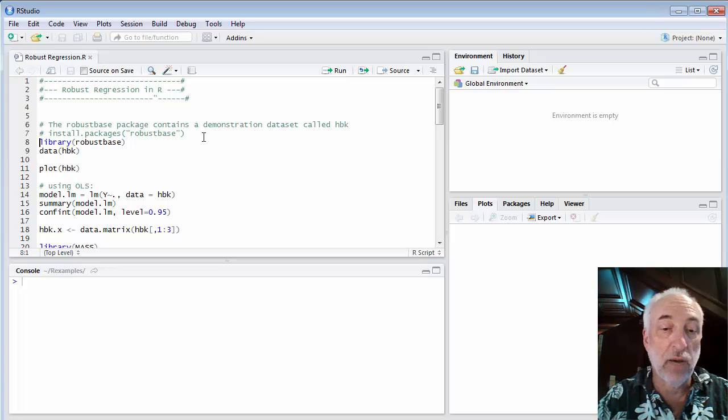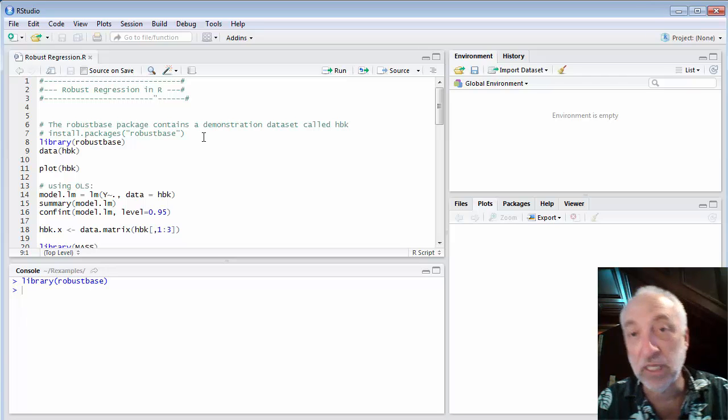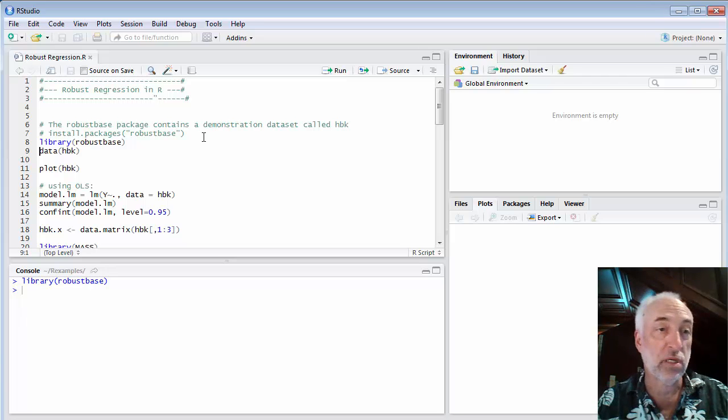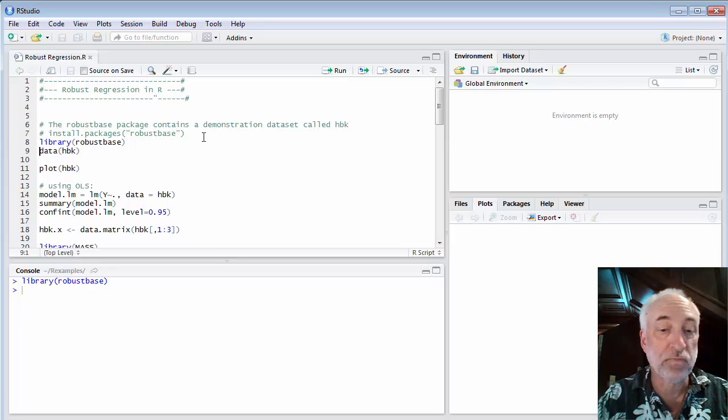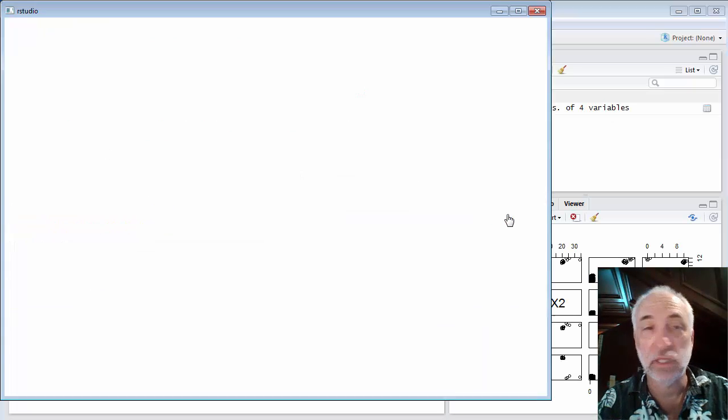I've installed that package. Now I'll load the library. And it has a data set called HBK. Now, HBK is a made-up data set. H, B, and K, I think, are the initials of the authors of the book the data comes from. So I will load the data from this database by using the data command, and then I can plot it and we can take a look at what's there.